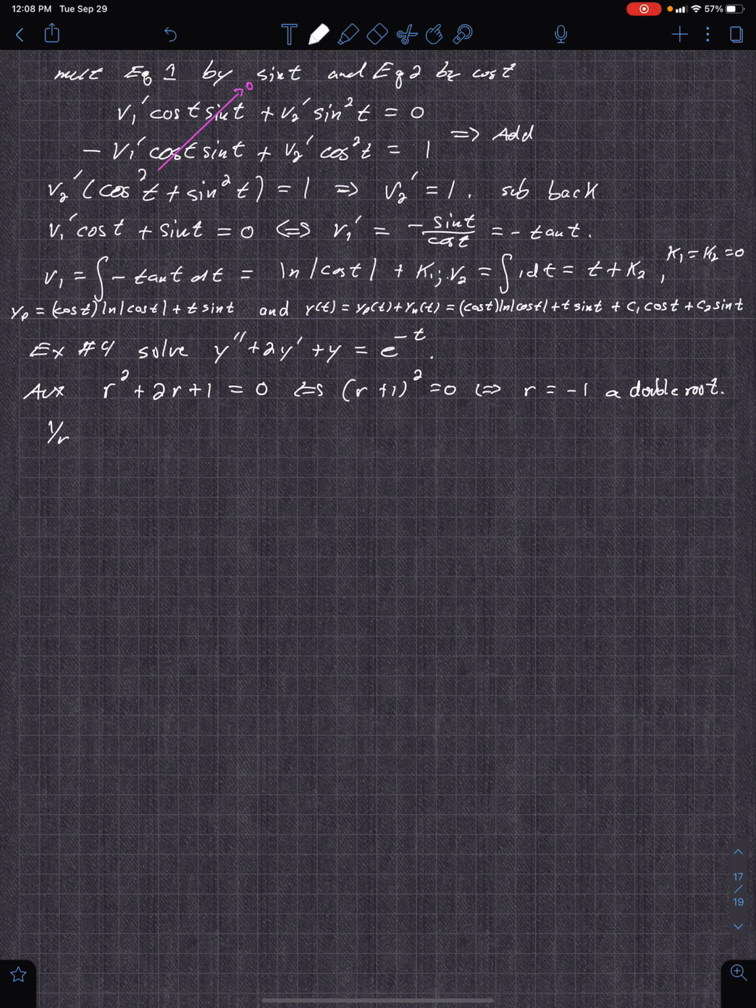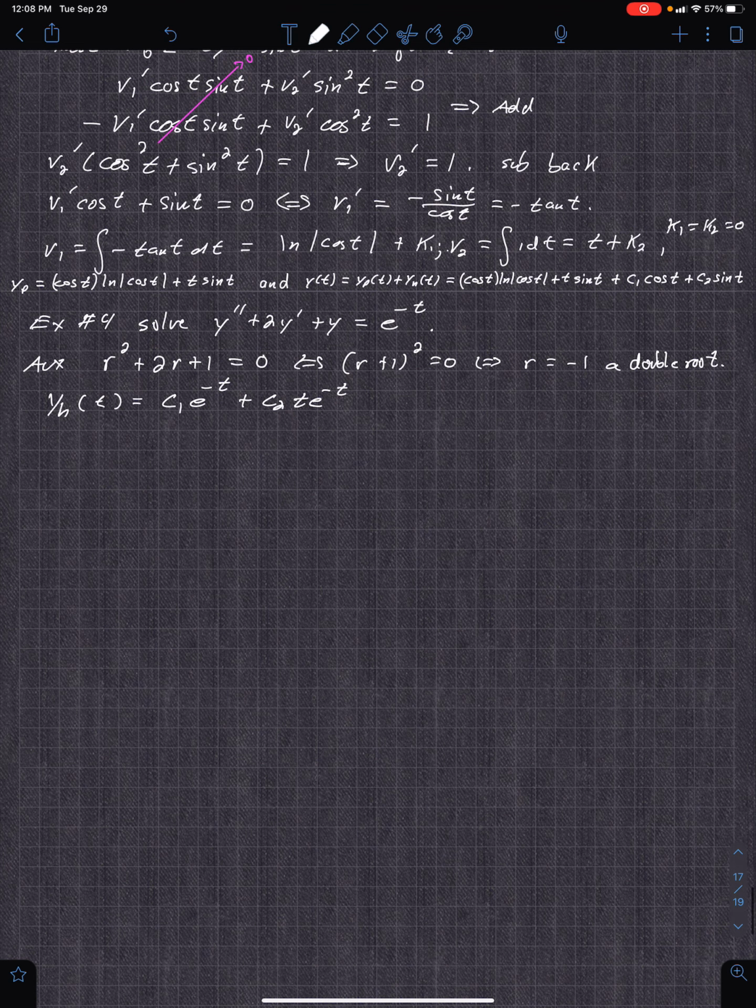So the homogeneous solution is equal to c1 e to the negative t plus c2 t e to the negative t. And that's just from the earlier table, I think 2 or 3, I forget actually what it is. Because when it's a double root, you have to put the t here, and then there's your negative 1 up here.